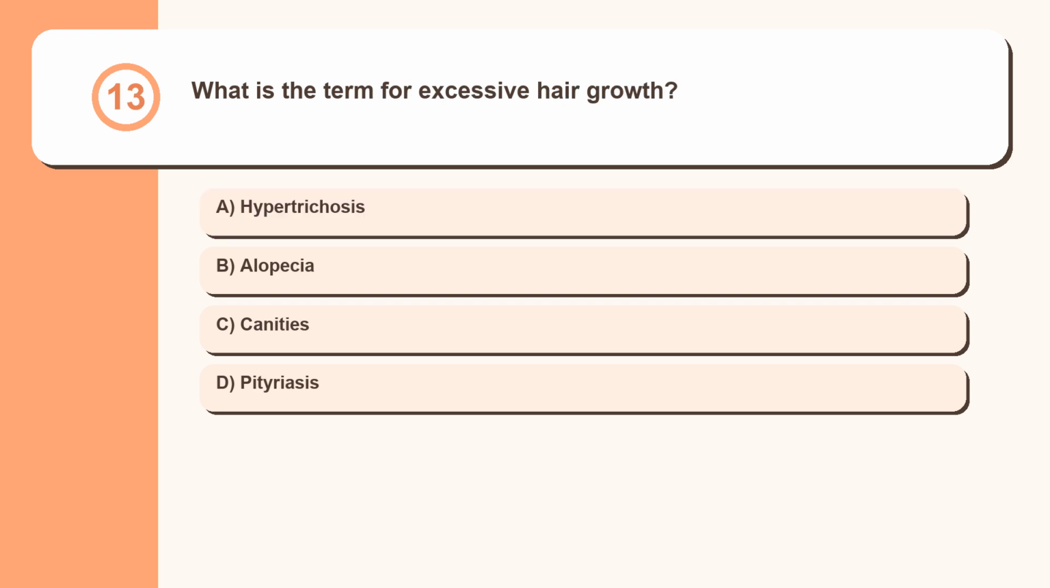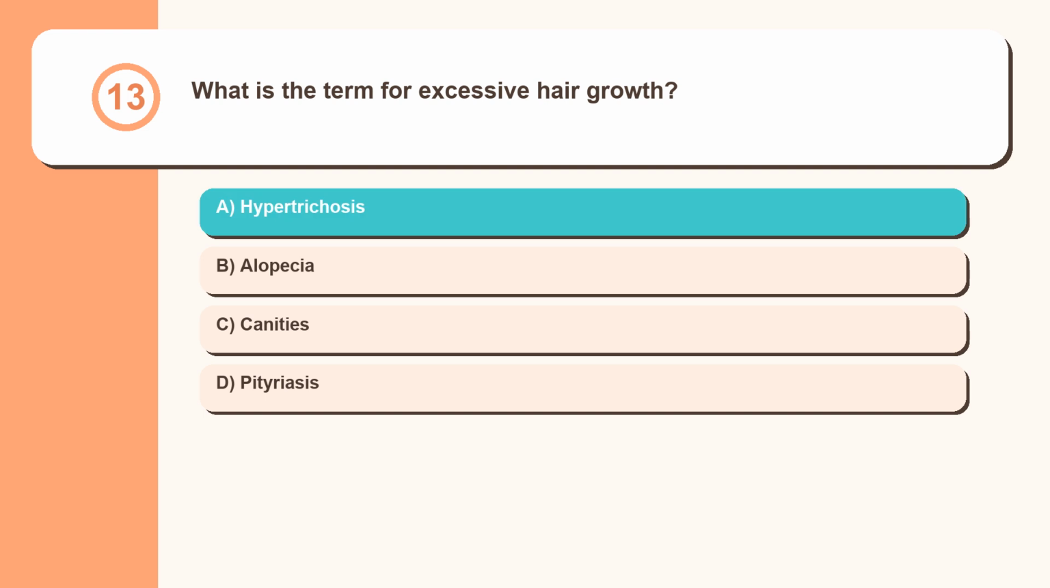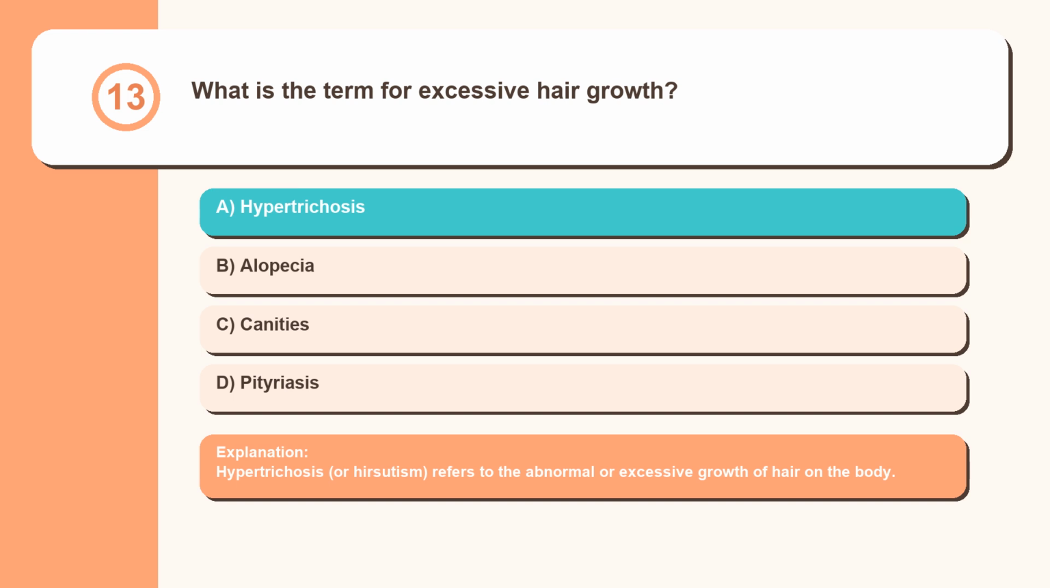Question 13. What is the term for excessive hair growth? Hypertrichosis, alopecia, canities, pityriasis. Hypertrichosis, or hirsutism, refers to the abnormal or excessive growth of hair on the body.